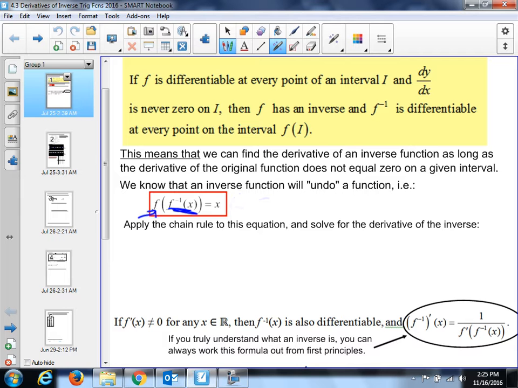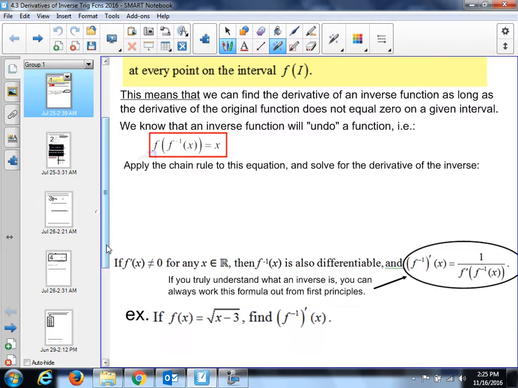Know this. Why? Because right now, together, we're going to apply the chain rule to this equation here and solve for the derivative of any inverse function. Okay? So applying the chain rule. Let's use a color system just so you can follow this. So I'm going to say f of, that's my outside function, the inverse of the function.